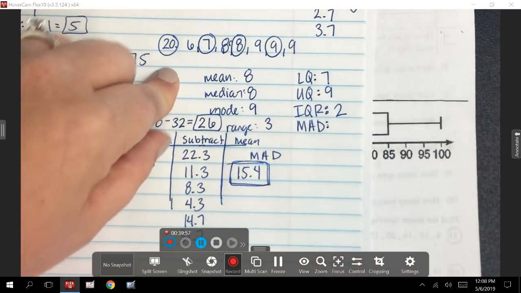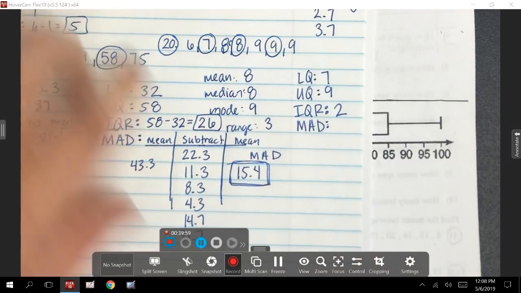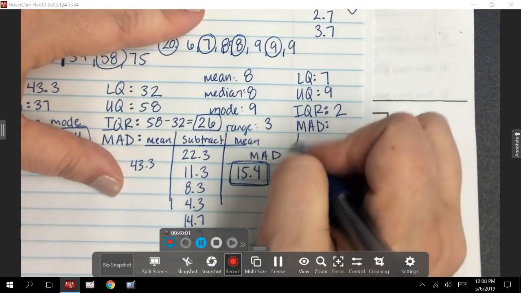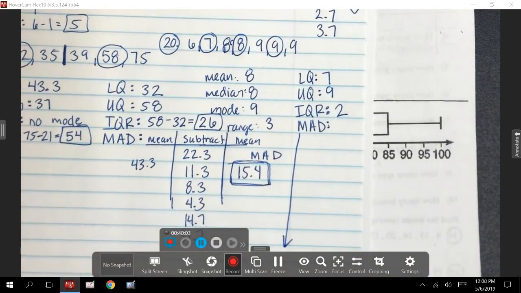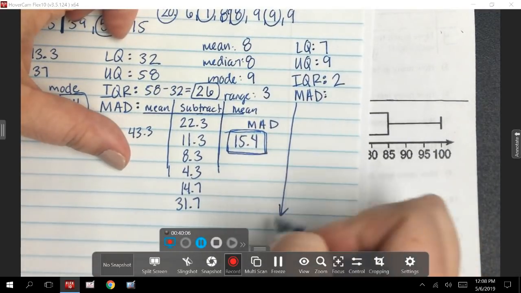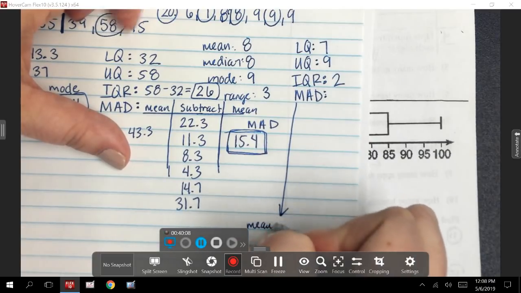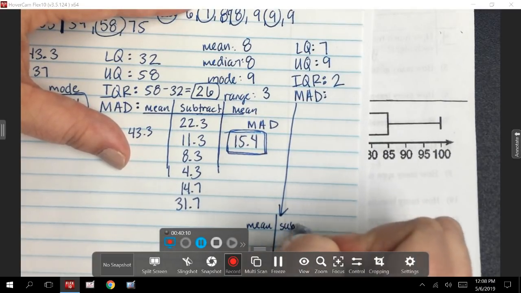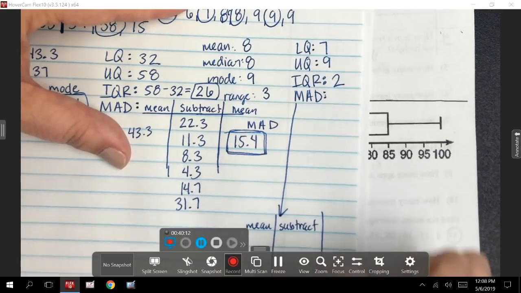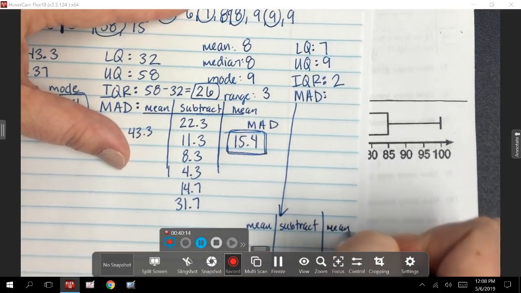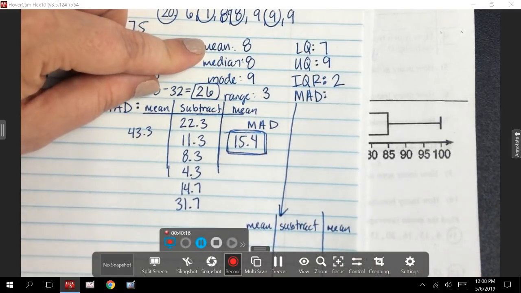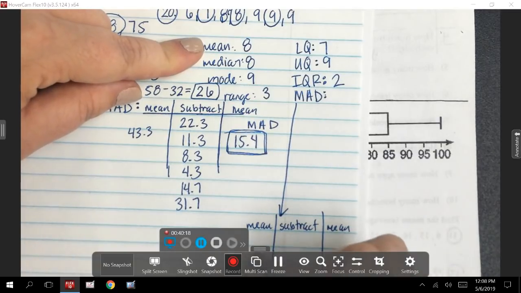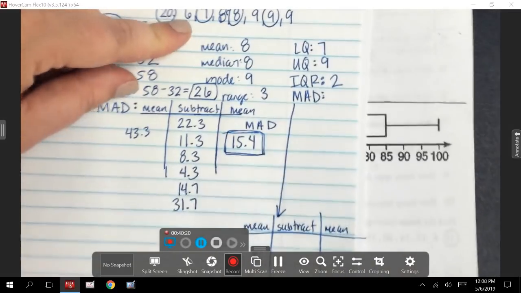Mean absolute deviation. This is the one that is literally the worst because it takes so much work. I'm actually going to draw a line and kind of go all the way down here. All right, because we're going to do our mean. Then we have to subtract. And then we're going to do the mean again with those new numbers. The mean that I got was 8. And when I say subtract, I'm subtracting it from every number.